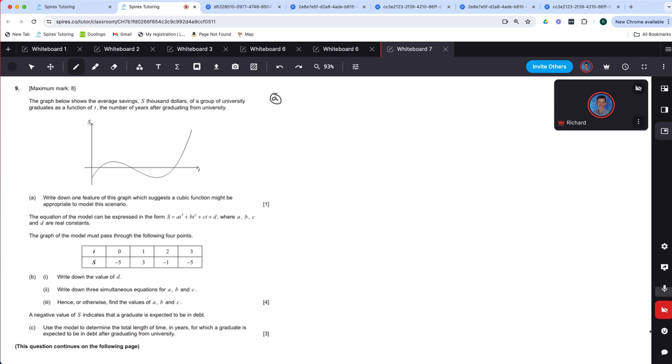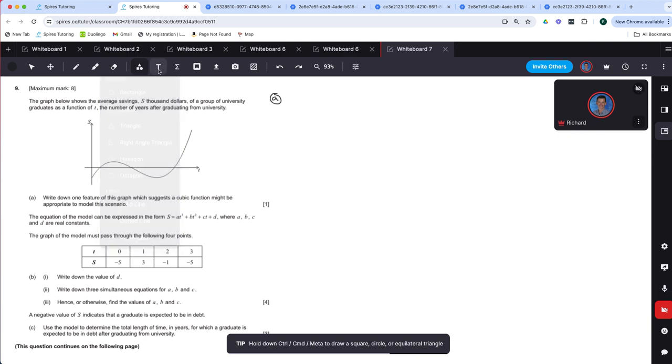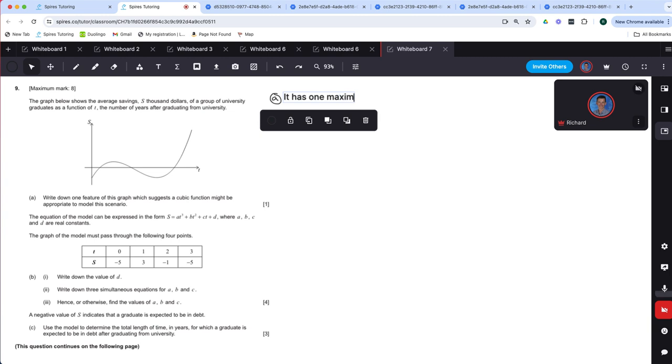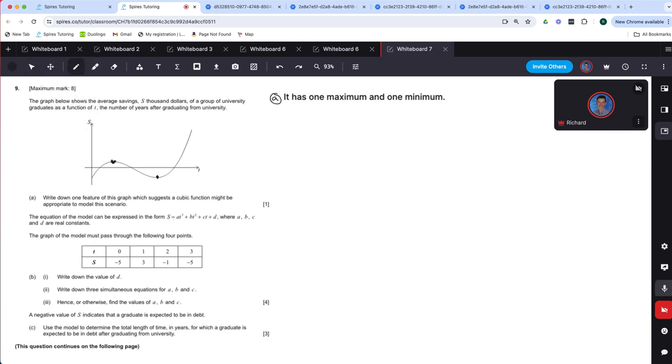And the thing with cubic functions is that they always have one maximum and one minimum point. So it has one maximum and one minimum. So that makes it a cubic function, okay? We can see there is a maximum point here and a minimum point here, okay? So that's the feature that suggests it is a cubic function.